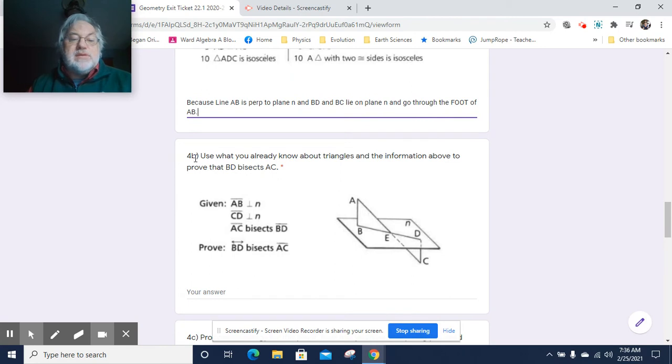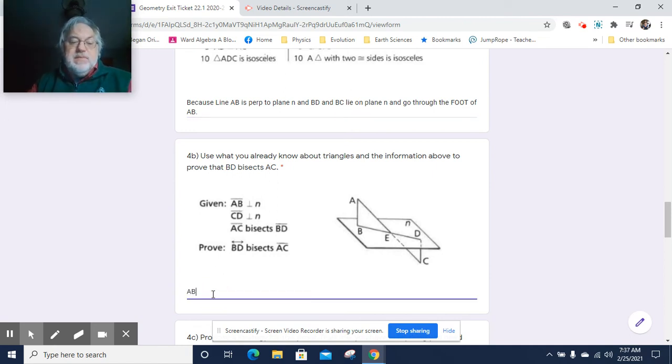Just one. So 4B: use what you already know about triangles and the information above to prove that BD bisects AC. So to do that, it would be really useful to be able to prove that the triangles at the ends of this sort of lopsided bow tie structure are congruent, because then you could prove that AE and CE are congruent by CPCTC. So let's look at what information we have.